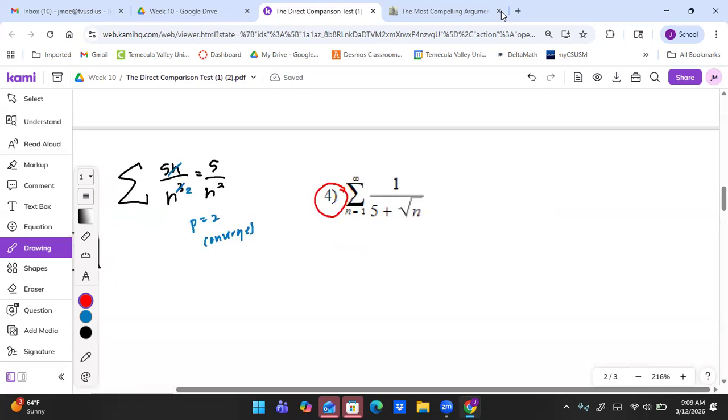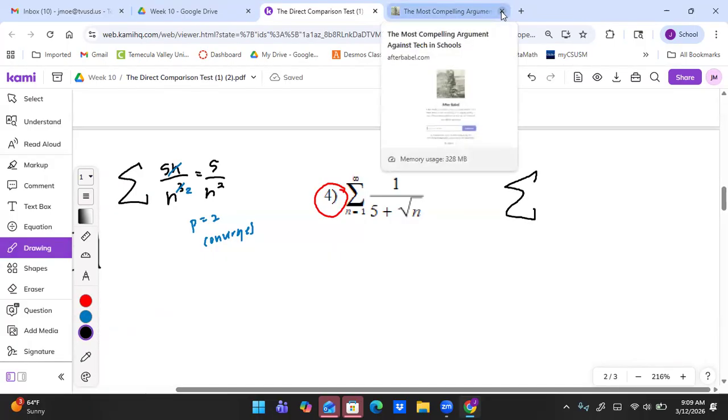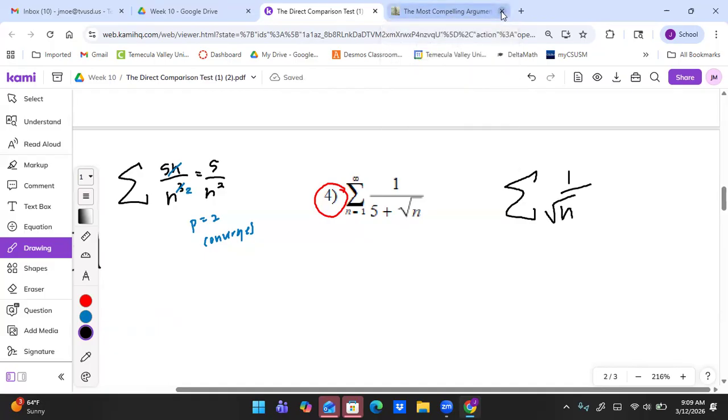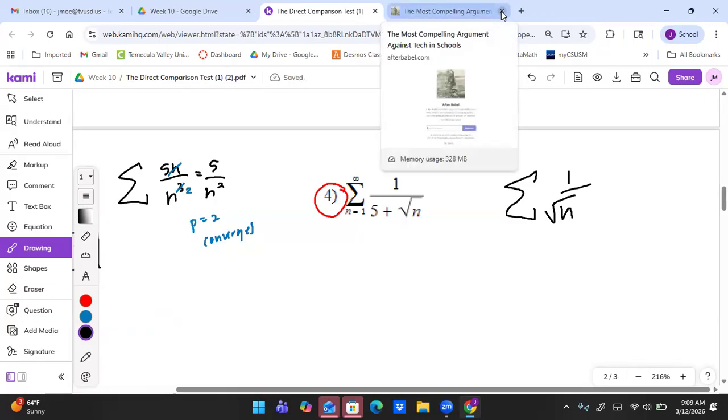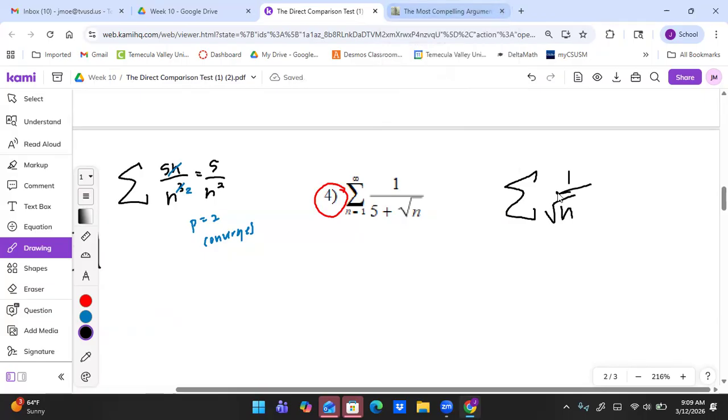Notice that direct comparison test didn't work. Number 5, sorry, just kidding. Number 4. Okay, you're comparing it to 1 over the square root of n. This guy is bigger. This is a P series. Since P is 1/2, this series diverges.